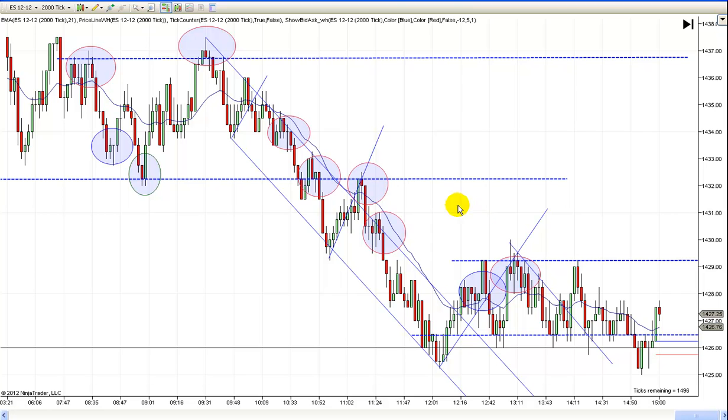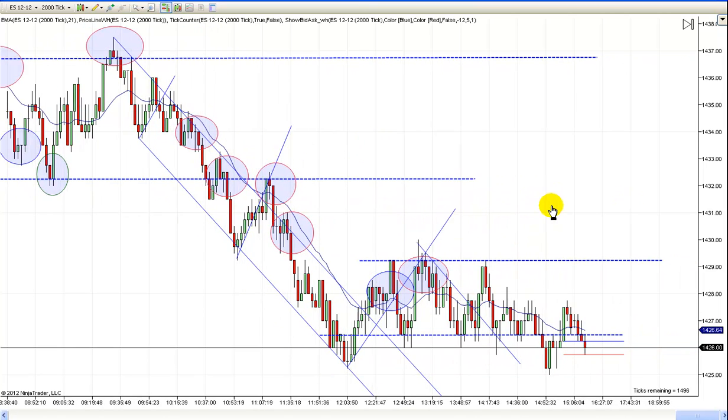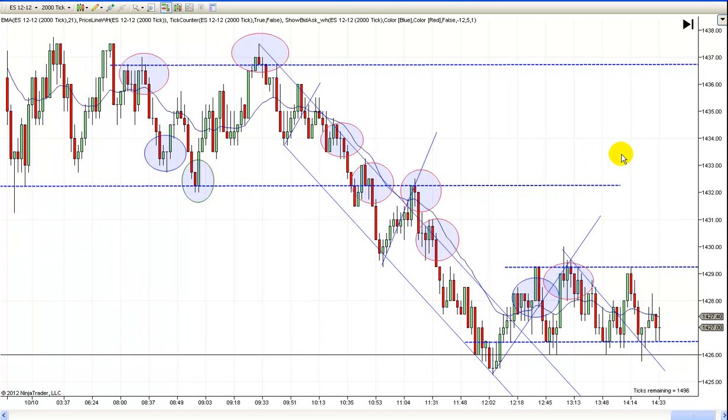But this is just basically a double top. I think I covered all the trades. I got kind of sidetracked there talking about those 2-bar highs. But anyway, it was a fairly decent trading day. There weren't a lot of really big moves.